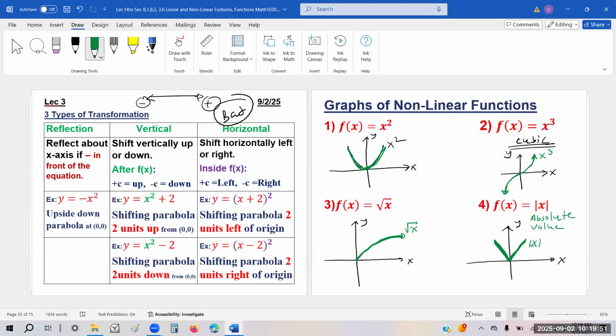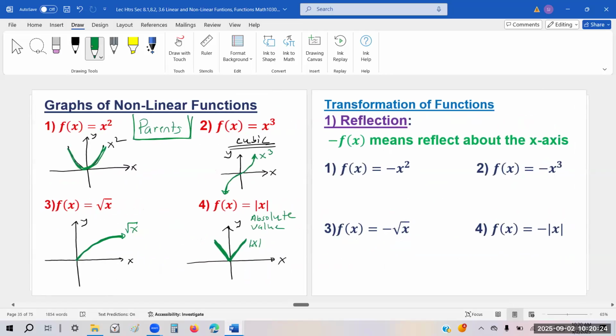Okay, so these are the four parent graphs. We call them parents. Some people call them something different, I forgot, but I just remember parents. These are the four parent graphs. Let me rewrite nicely. Parents. Now we are going to do transformation based on these original graphs.